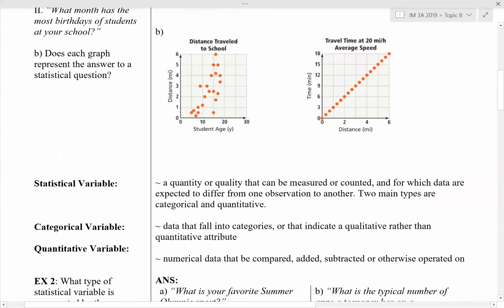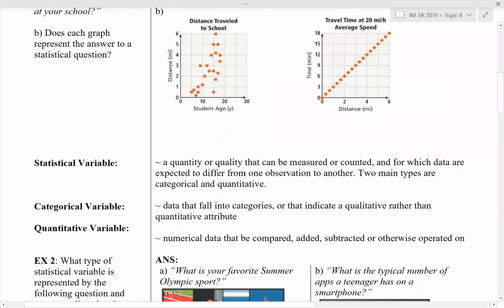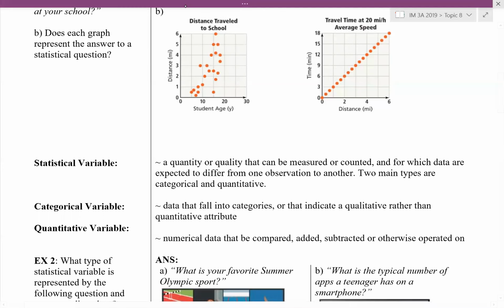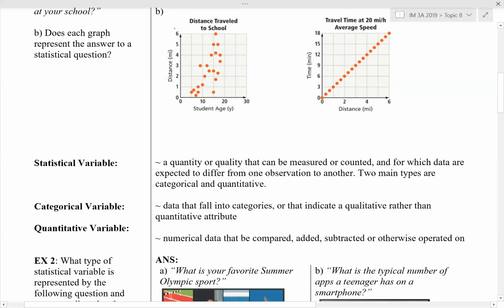Next, we have some data distributions, and we're asked the same question. Which one answers a statistical question? If we look at the description for the first graph, distance traveled to school, it looks like there's 2 factors. The horizontal axis is the age of the student, and the vertical axis is the distance that they travel to school. So this is representing 2 pieces of information. Each dot represents a person's age and their distance traveled to school, and each dot represents a different student. Since each dot is a different student, this is statistical.